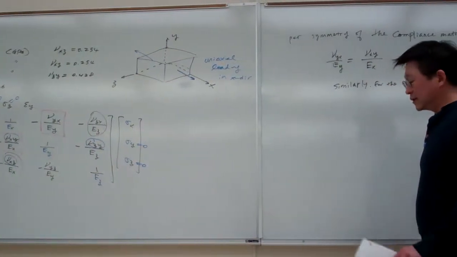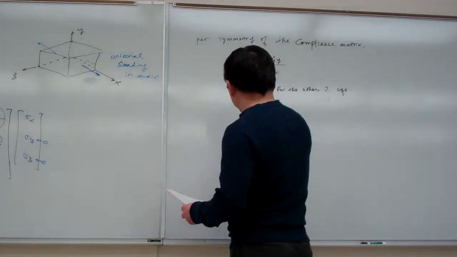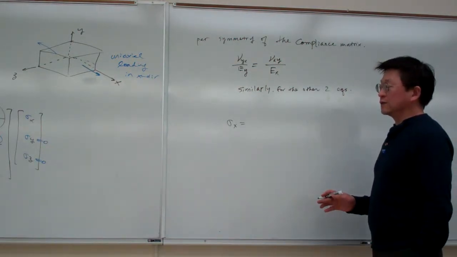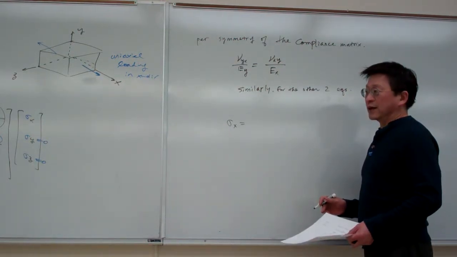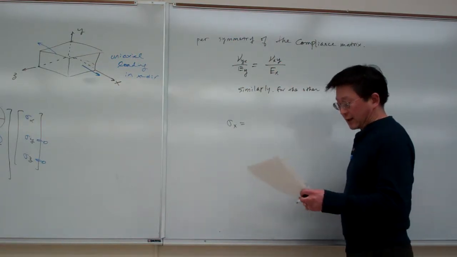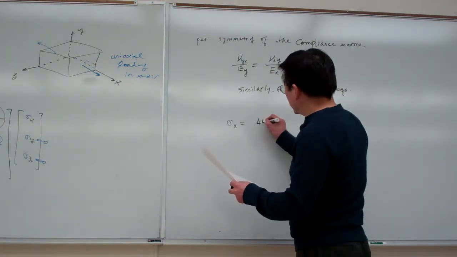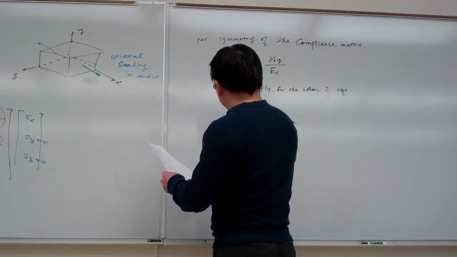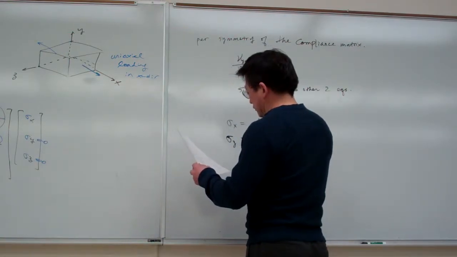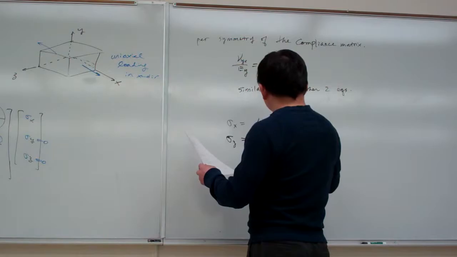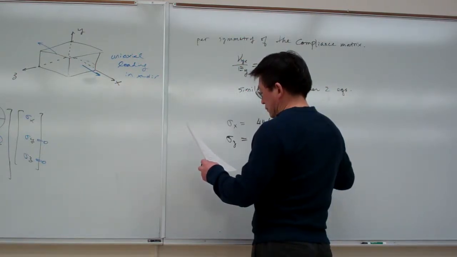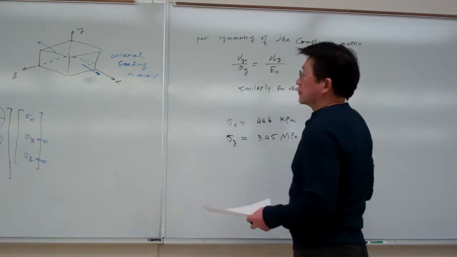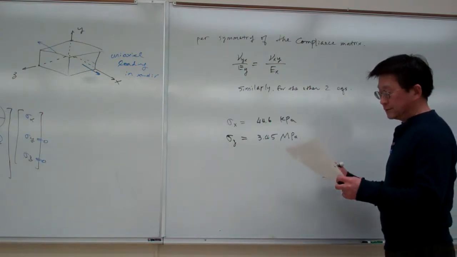With those numbers determined, I can give you the result directly. The remaining step is simply to solve a linear set of equations, which can be done either by hand or with MATLAB. So here sigma x equals 44.6 kPa, and sigma z equals 3.5 MPa. And then epsilon y.